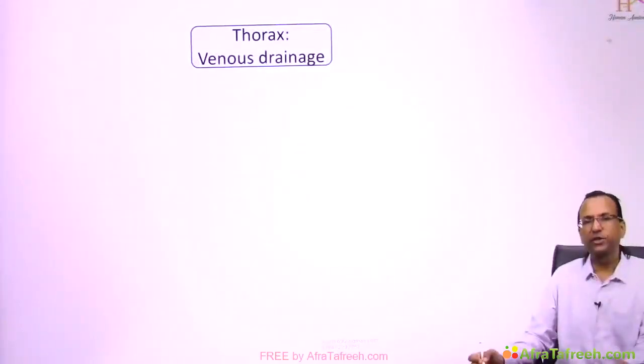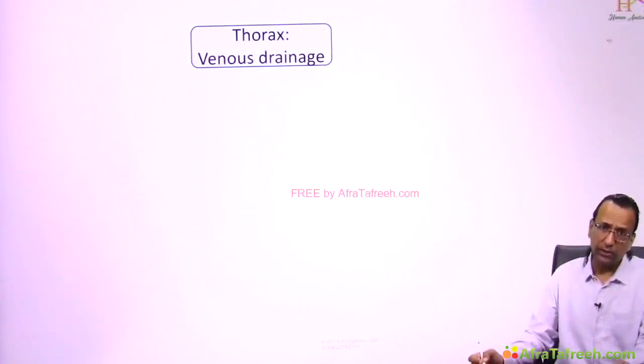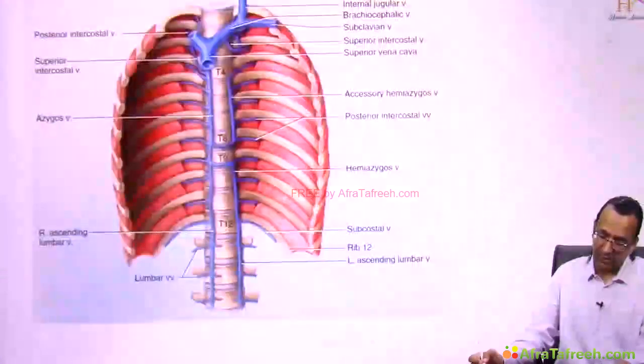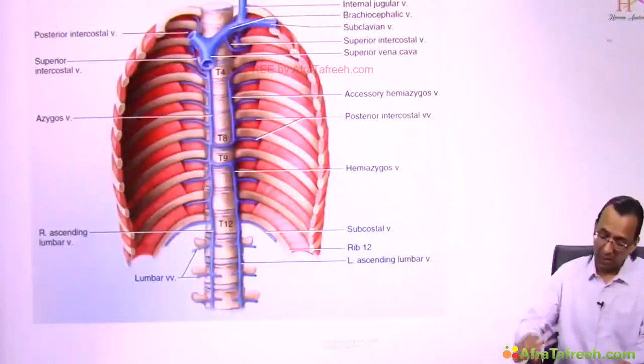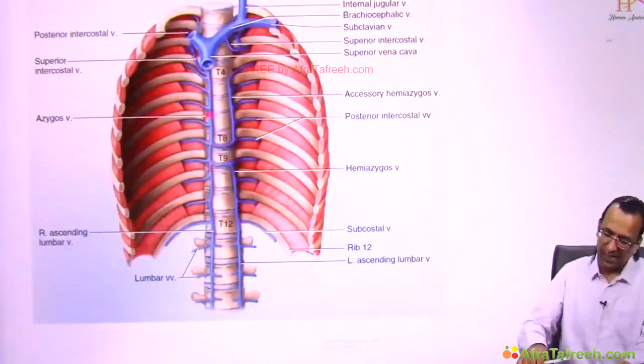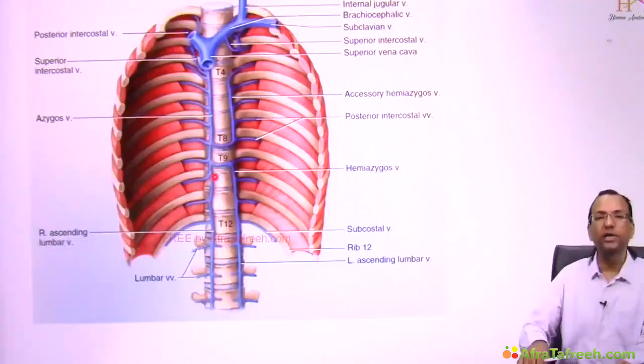The next topic is to discuss some venous drainage of the thorax region. And what about that thorax region venous drainage? You will see that there is azygous venous system which we need to discuss actually. There is this azygous vein which is on the right side, and then there is hemiazygous vein which are 2 in number on the left side.